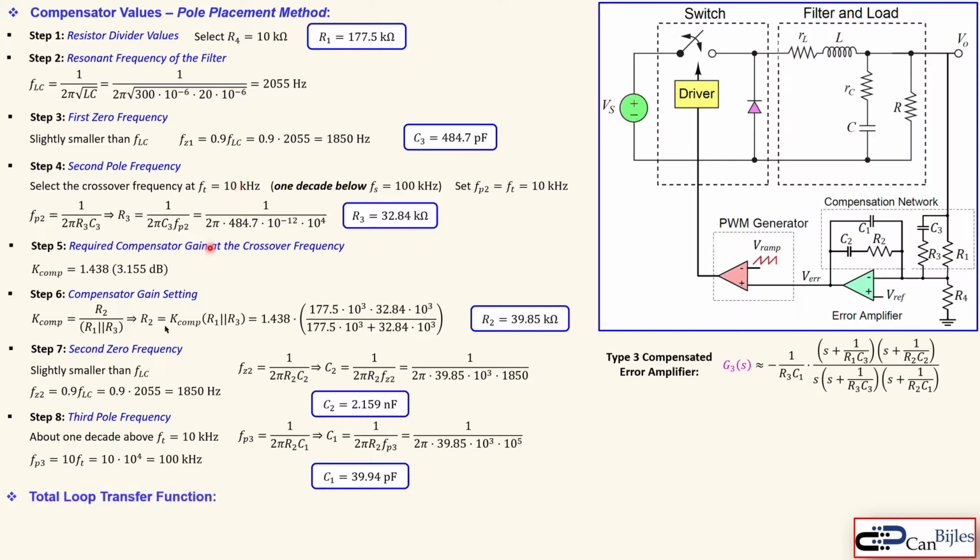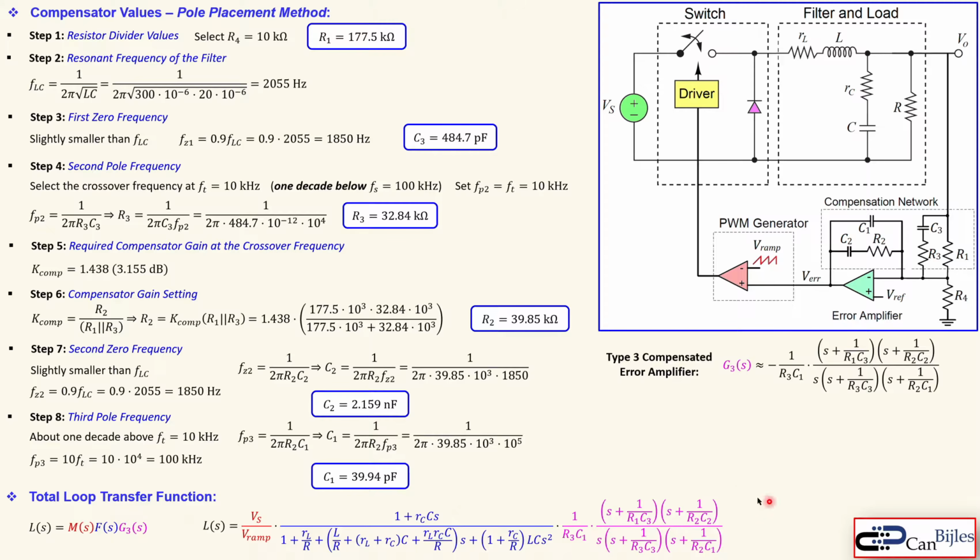So again, a check. Okay, the total loop transfer function can then be determined like so. The loop transfer function L, which has nothing to do with this inductor, is the modulator gain transfer function times the filter and load transfer function times G3, which is called the type 3 compensated error amplifier transfer function. And that is in total this one. I've color coded that: red for the M, blue for the F, and pink for the G3.